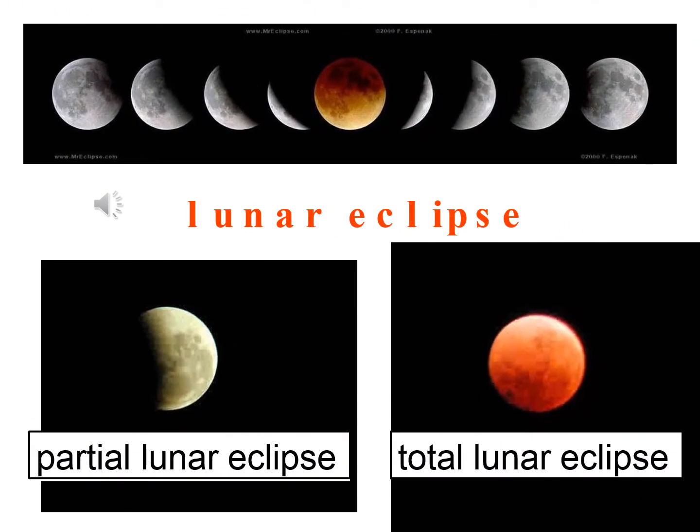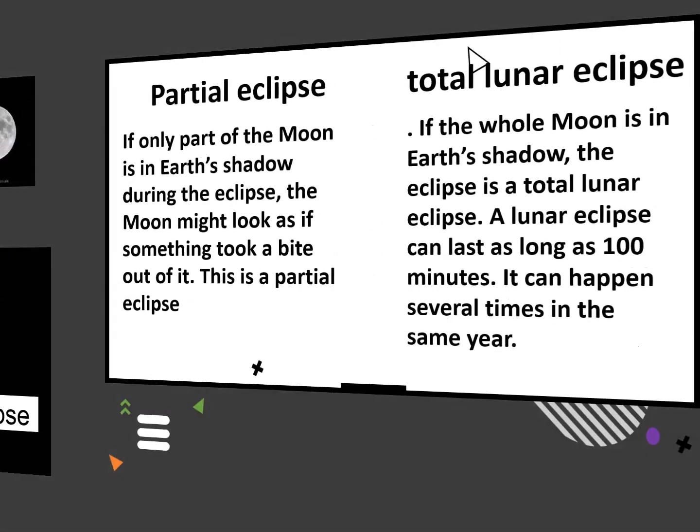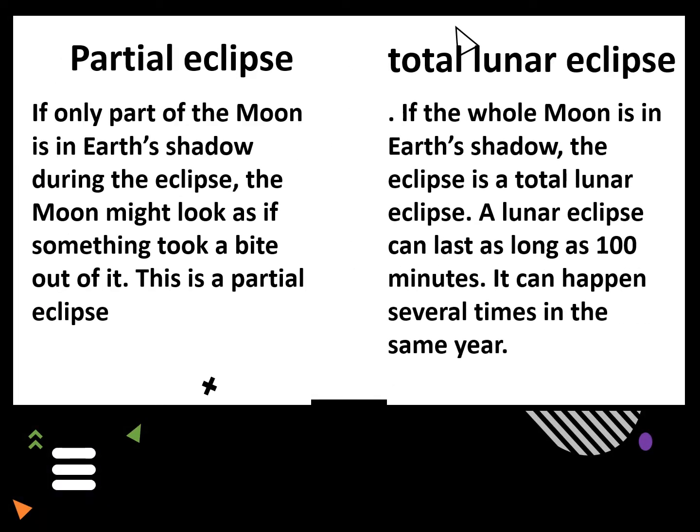First, lunar eclipse. We have two kinds of lunar eclipse: partial lunar eclipse and total lunar eclipse. In a partial eclipse, if only part of the moon is in Earth's shadow during the eclipse, the moon might look as if something took a bite out of it. This is a partial eclipse.